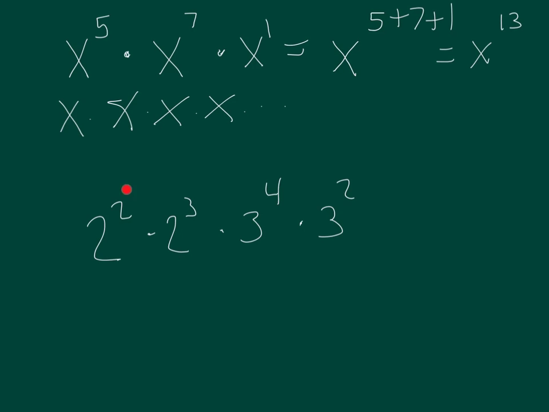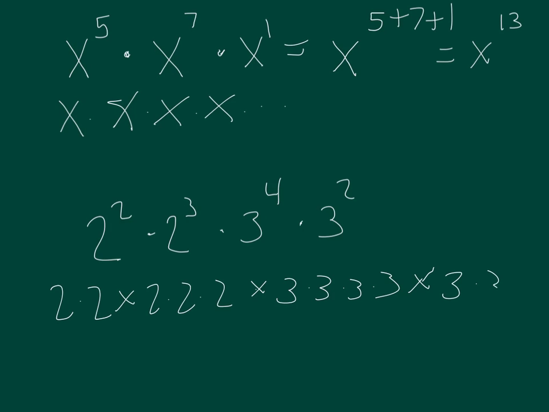Now down here we've got a combination. We have some 2 bases, we have some 3 bases. Now, if we were to write these out, this would be 2 times 2 times 2, 2 to the 3rd. And then we'd have times 3 times 3 times 3 times 3, that would be 3 to the 4th. And then we'd have that times 3 squared, which is 3 times 3.